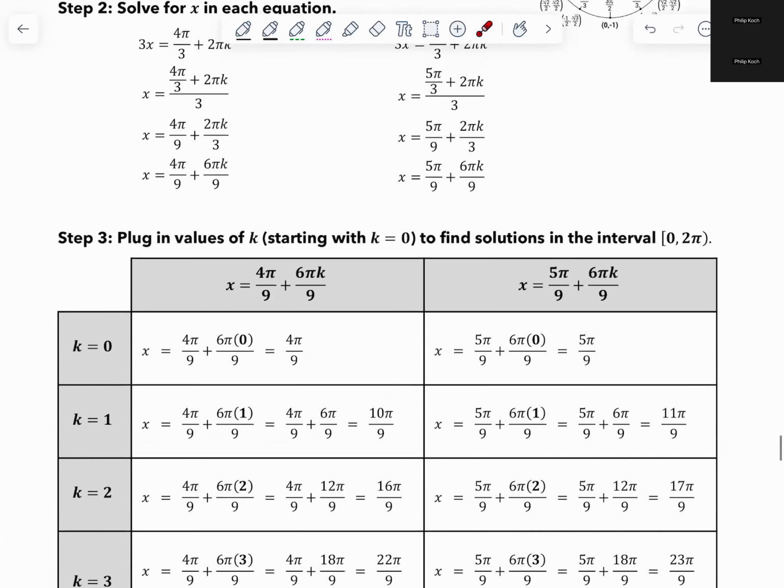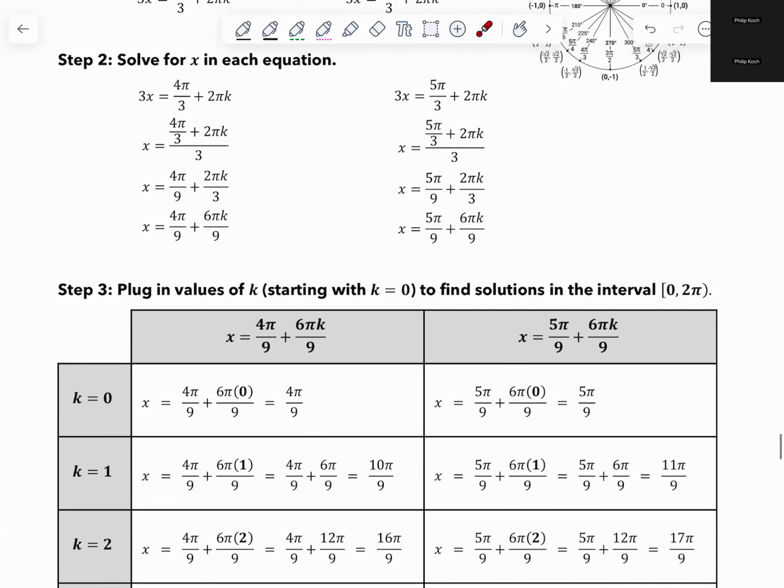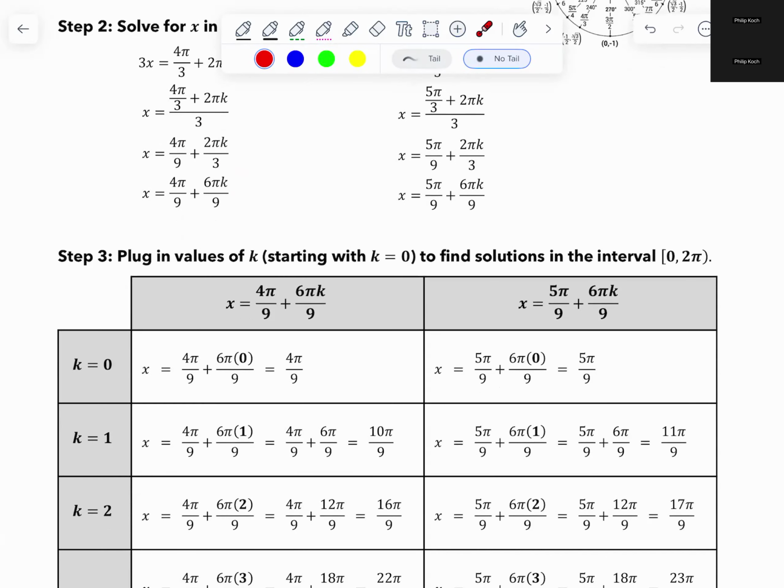You'll notice that I didn't put in negative 1. That's because 2 pi over 3 is going to be larger than 4 pi over 9. So if I put in k equals negative 1, this thing is going to be negative. So it's going to put me outside of the interval already. So I don't even bother testing it, but that's not to say I couldn't. You could test k equals negative 1. You'll get negative 2 pi over 9 and negative pi over 9. So you'll see that they're not there.